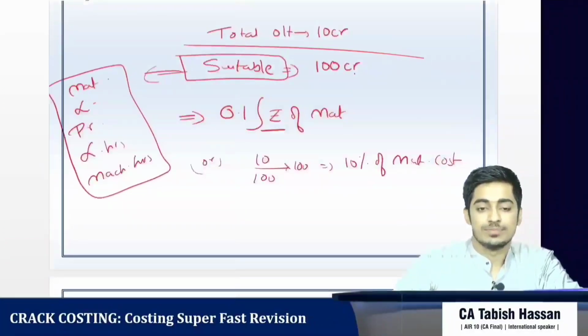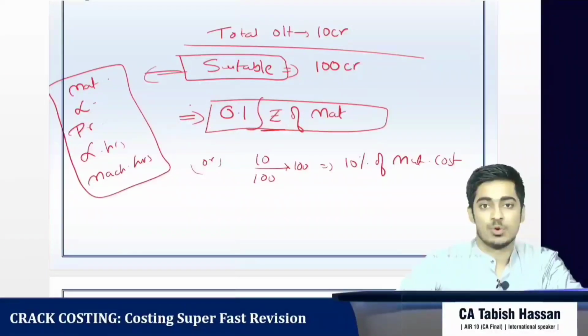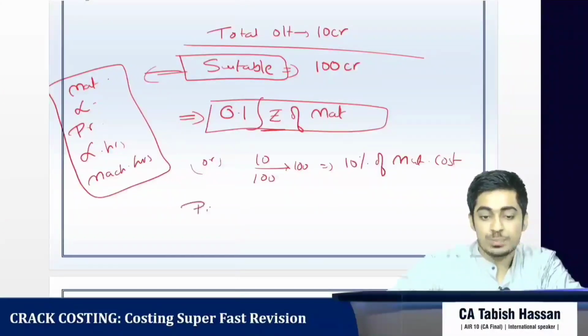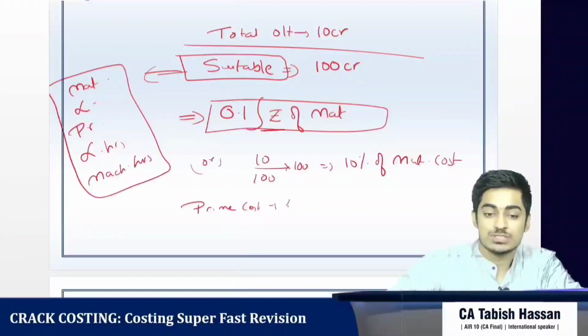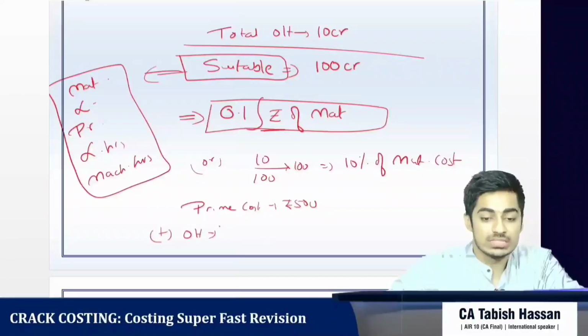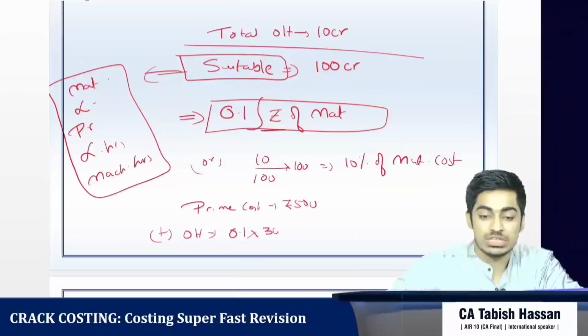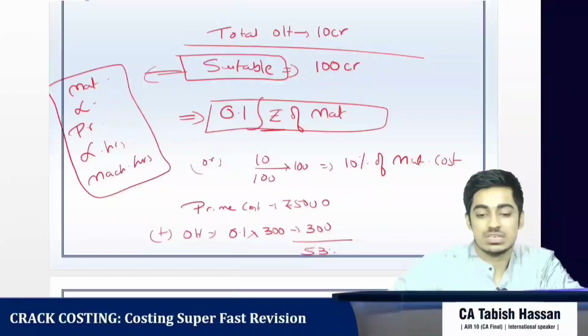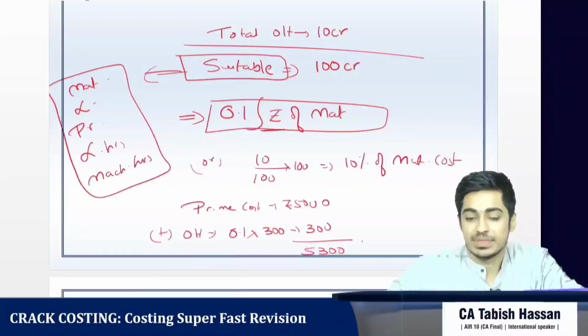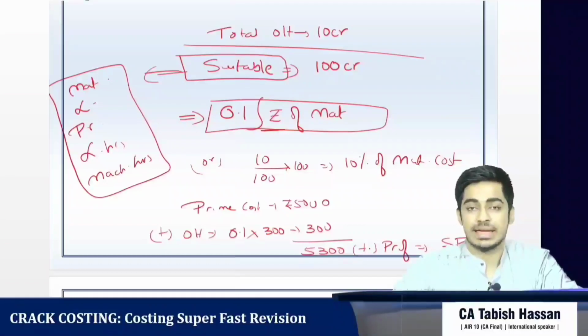So now we got the overhead recovery rate as 0.1 per rupee of material. What do we do with this? We knew the prime cost. The prime cost was rupees 5,000. Now we have to add overheads. So how do we add overheads? It is 0.1 per rupee of material into the cost of direct material, which was 3,000, which gives us 300. So 5,000 plus 300 gives us the total cost of 5,300. We add profit, and that's how we get the selling price. This is the single rate or blanket rate method.